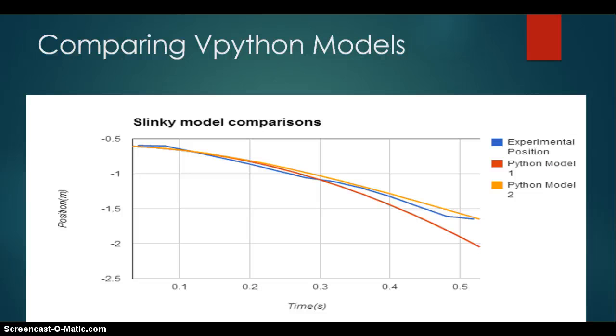Comparing VPython models. The blue line equals the experimental position, the red line is the VPython model 1, which only accounts for gravity, and the yellow line accounts for drag force. As you can see, the model that best predicts the experimental position is VPython model 2, which is the one that models drag force. It is important to note that the difference between VPython model 2 and the experimental position might happen because of human error when calculating the center of mass of the spring.